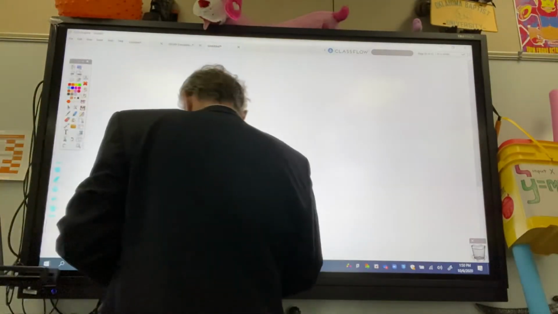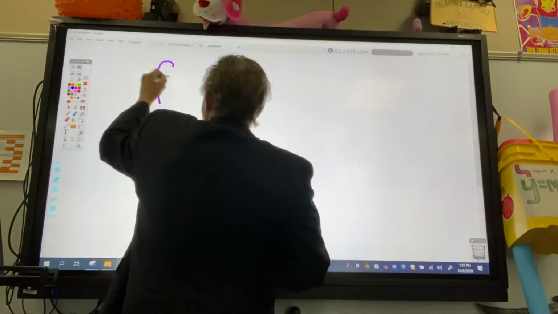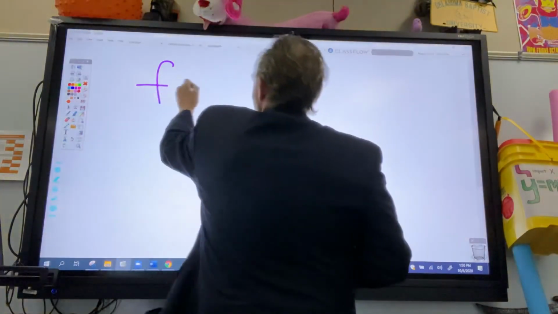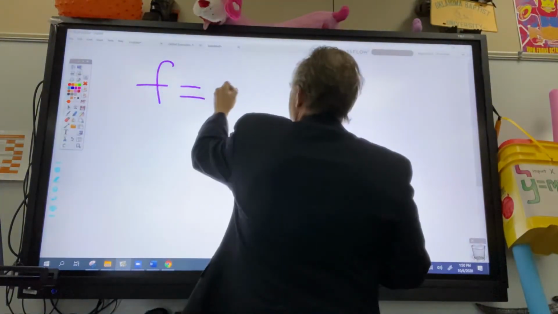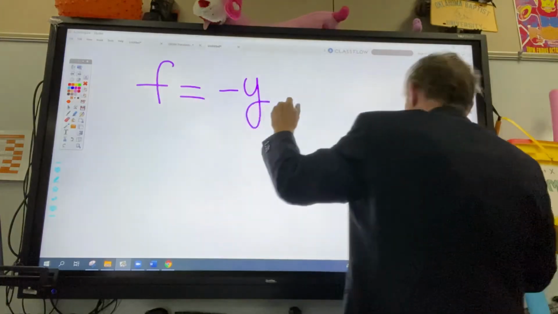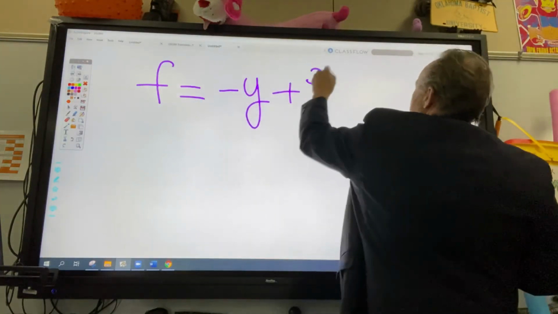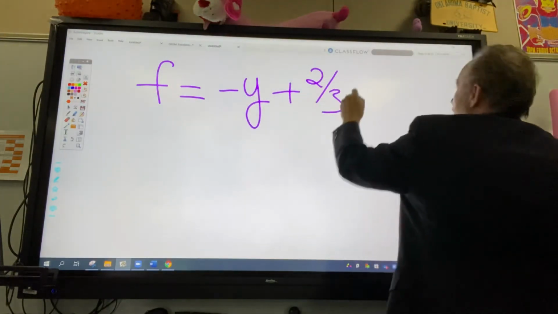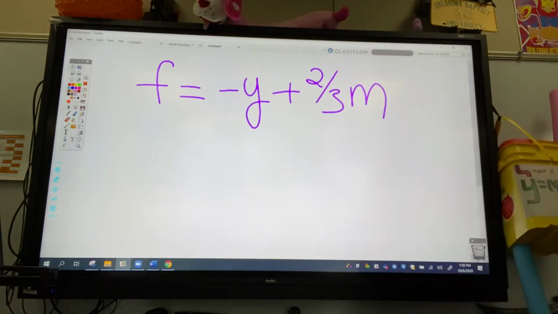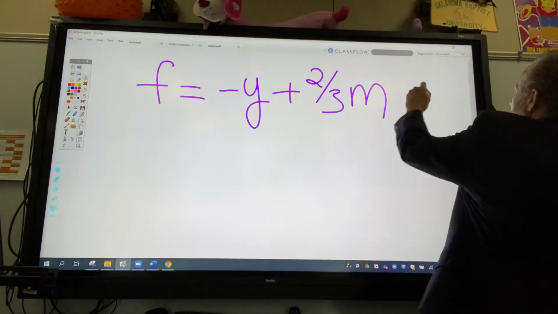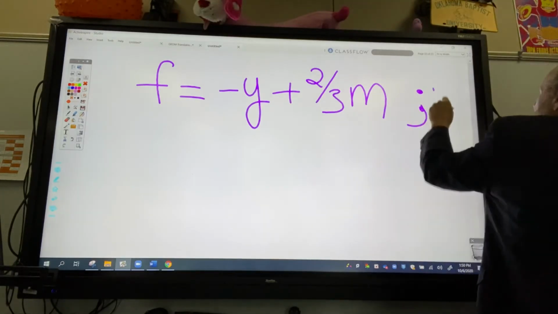One more problem. Oh, you're going to love this one because he got a fraction. Oh, we love fractions, don't we? Oh, yes, Mr. Horton, I love fractions. They my friends. Oh, yeah, fractions is your friends. I got f equals y plus 2/3 m. What do you think we solving for? Well, of course, we solving for m.